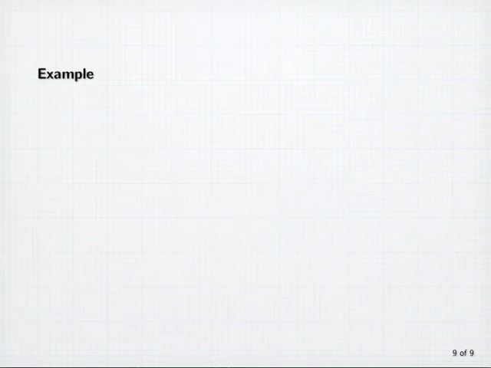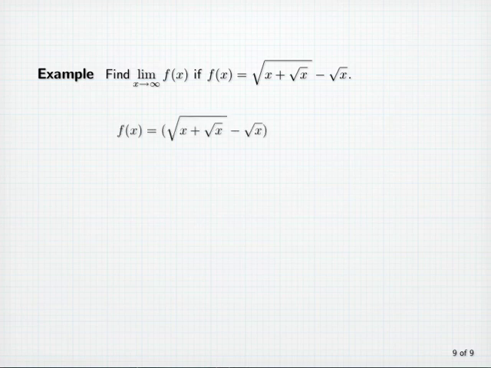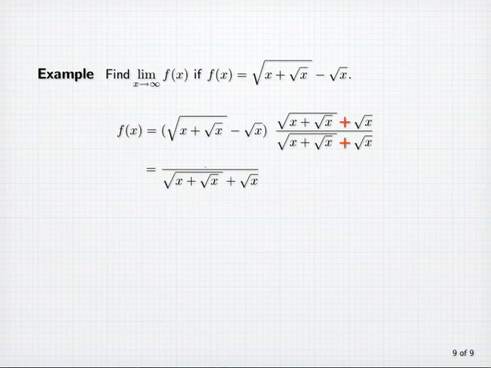One final example. Let's find the limit as x goes to infinity of f of x if f of x is equal to the square root of (x plus the square root of (x plus the square root of x)) minus the square root of x. The first thing we'll do here is multiply our function by a fraction whose numerator and denominator are both equal to the same expression that defines f except with a plus sign between the two terms. This lets us rewrite the function with a denominator of the square root of (x plus the square root of (x plus the square root of x)) plus the square root of x, and with a numerator that's equal to x plus the square root of x minus x.